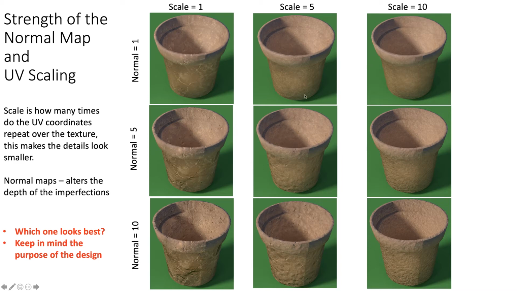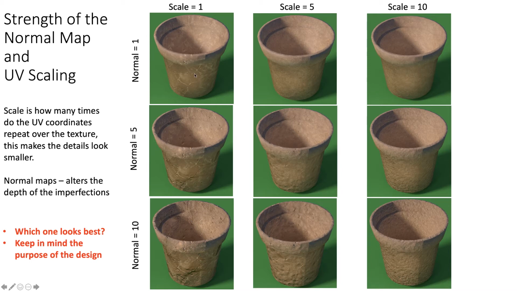So if you have a look at all of these different looking terracotta pots, it's actually the same texture, and what I did was I changed the strength of the normal map. This row here is all strength 1, this row here is all strength 5, and the third row is all strength 10, and you can see it looks really dented.